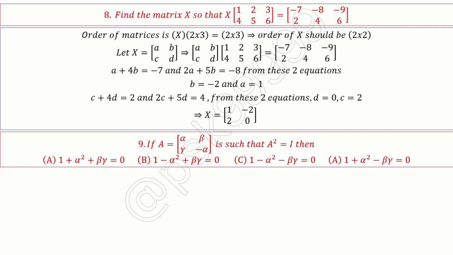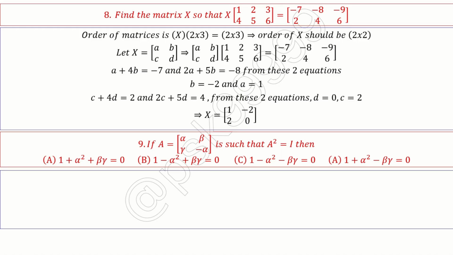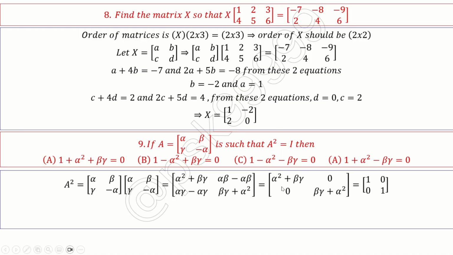A is given as [alpha beta; gamma minus alpha] such that A square equals I. So A into A I will do first. I am getting alpha square plus beta gamma, 0, 0, beta gamma plus alpha square, which is equal to 1, 0, 0, 1. If I equate the corresponding elements, alpha square plus beta gamma equals 1, or 1 minus alpha square minus beta gamma is 0. Sorry, this is not A, this is D, but option C is correct.